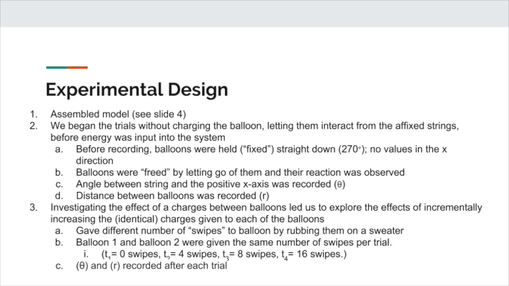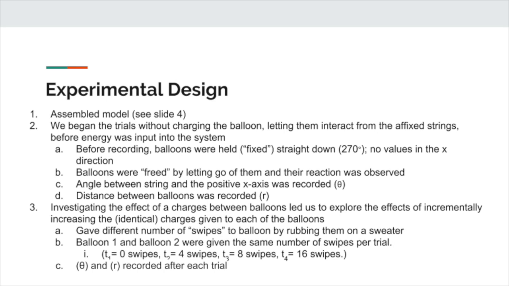First, we assembled the model as shown in the last slide. Then we began our experiment. We started out by not giving a charge to either balloon and just letting them interact without inputting energy. Then the angle between the string and the positive x-axis were recorded, as well as the distance between the balloons. Following this, we gave a different number of swipes to the balloons. In each trial, both balloons were given the same number of swipes.